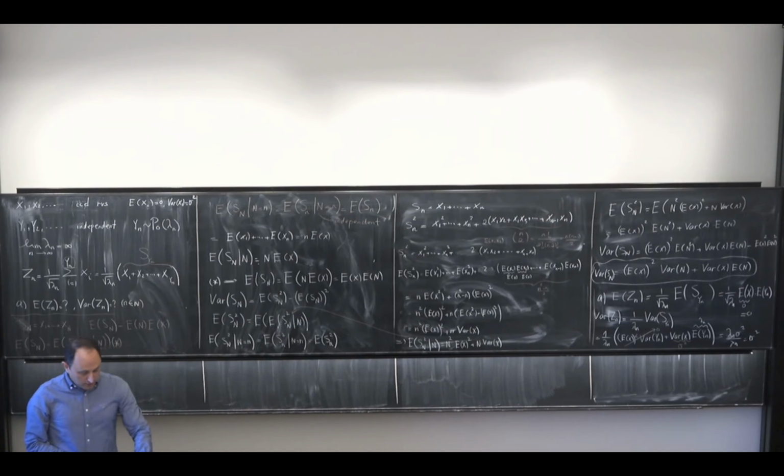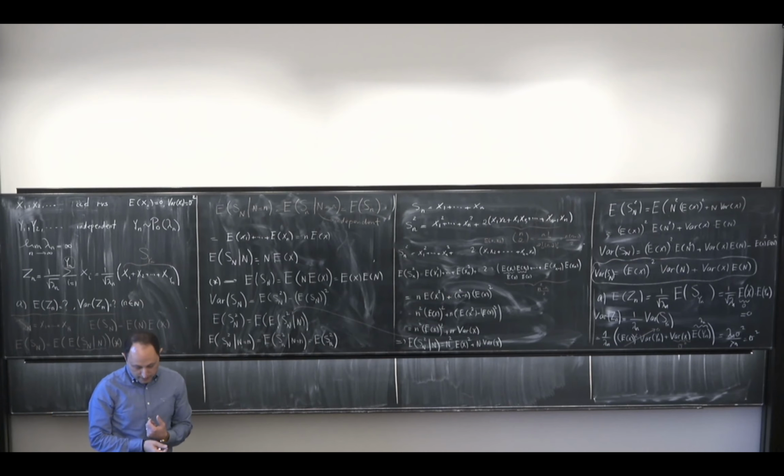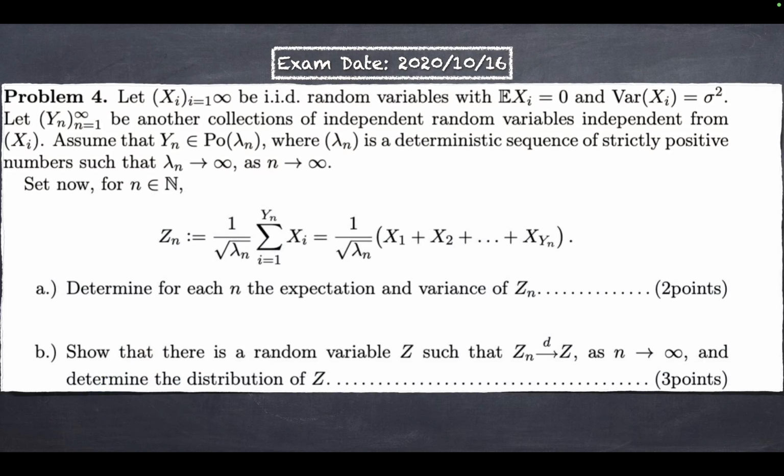Okay, now let us do the next one. We want to show that there is a random variable z such that zn approaches z in distribution. You are also supposed to find z yourself, so z is not given. So what do you think we will do?